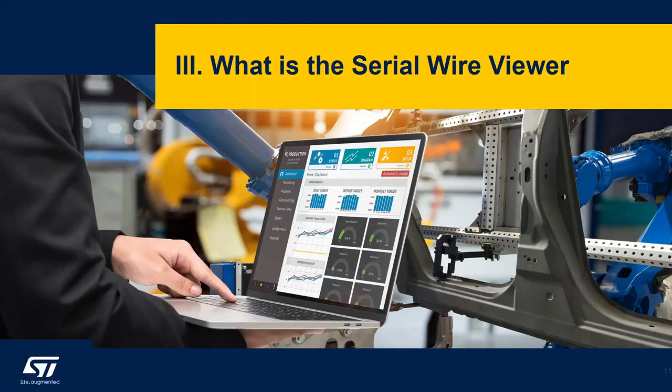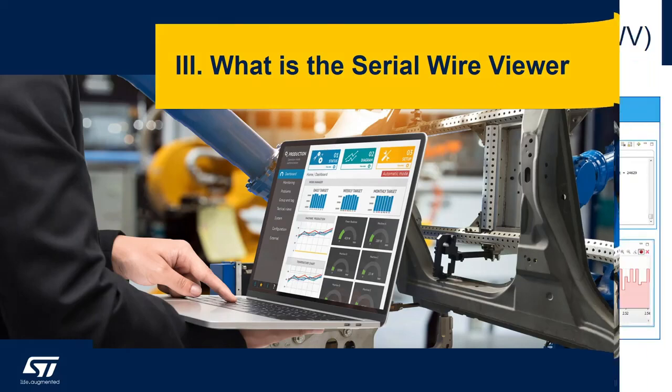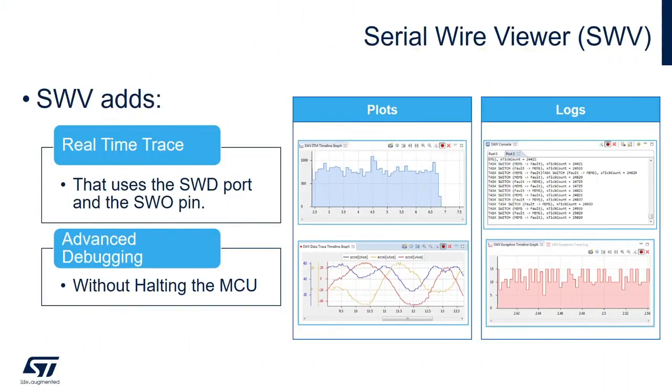So after mentioning it a few times, what is the serial wire viewer? As we saw, the serial wire viewer is a combination of the SWD port associated with the SWO pin, thus giving us real-time trace. And of course, this is what I'm calling the advanced debugging, because without halting the MCU, we are going to be able to make plots of any given internal trace that we are monitoring. We are going to be able to trace all the global variables and plot graphics.